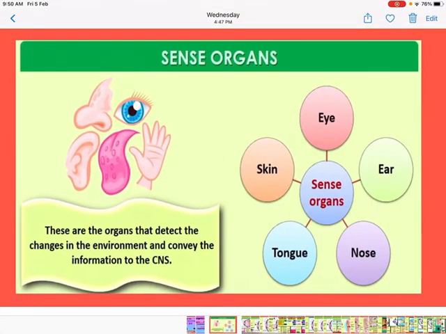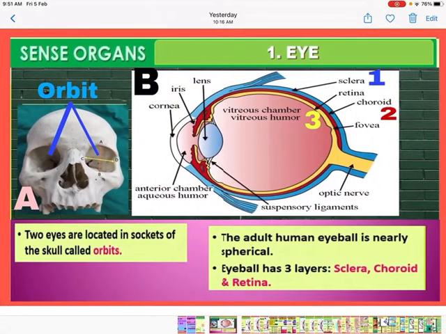First, let us see what are sense organs. These are the organs which detect changes in the environment and then send this information to central nervous system. There are 5 types of sense organs present in our body. See the diagram. These are eye, ear, nose, tongue and skin. And we will study about eye and ear in this video. Let us start with eye.